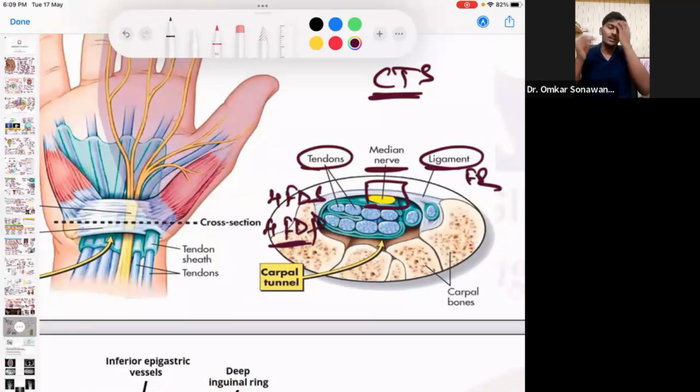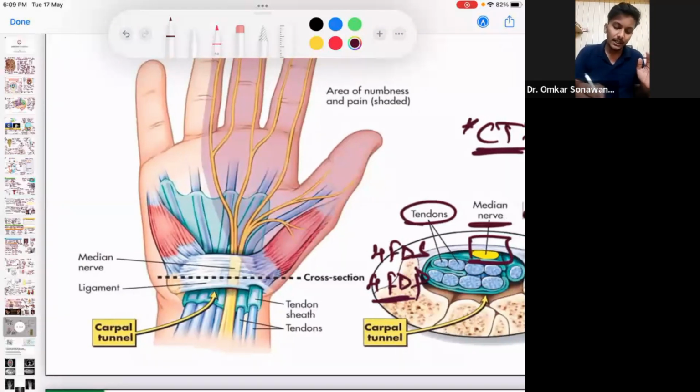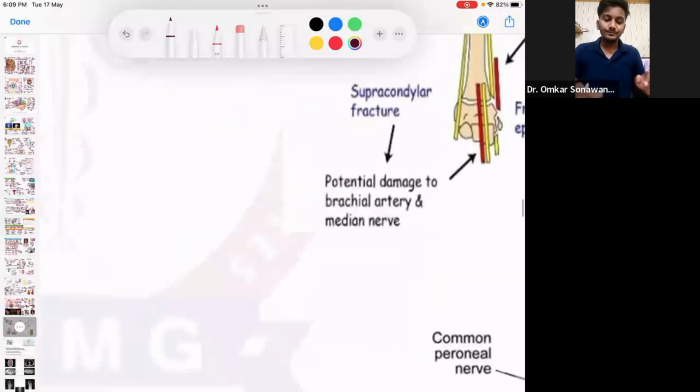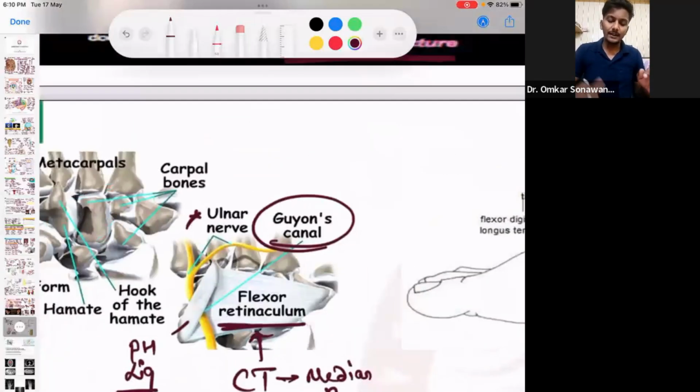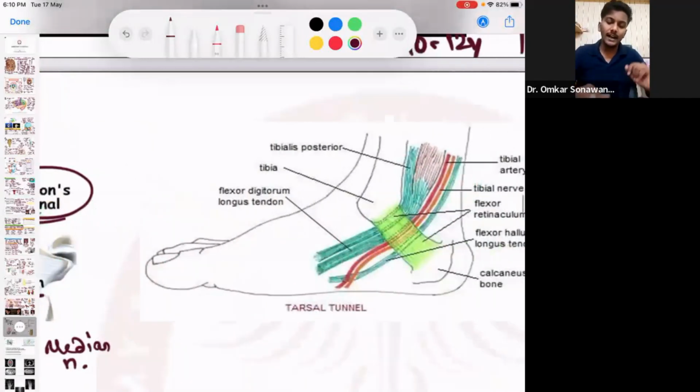So if there is compression of this carpal tunnel, it will lead to carpal tunnel syndrome. And which nerve would be compressed? Median nerve is compressed. Okay, no issues with this. Anybody? ये होती है तुम्हारी carpal tunnel. Then if Guyon's canal is compressed, there would be injury to the ulnar nerve. Partial claw hand would be seen.